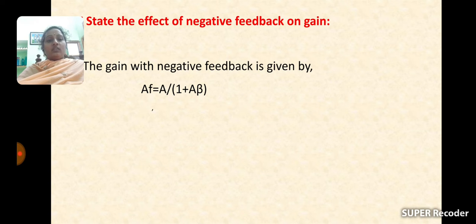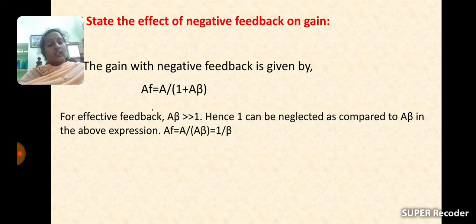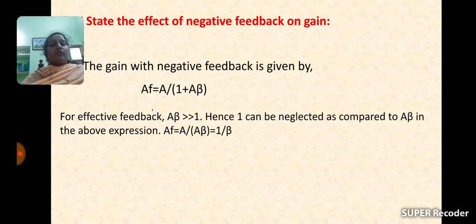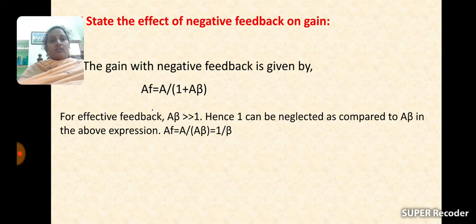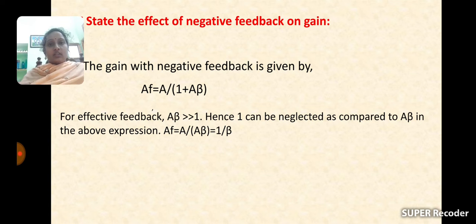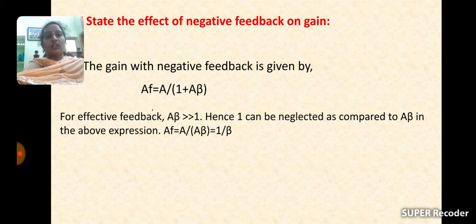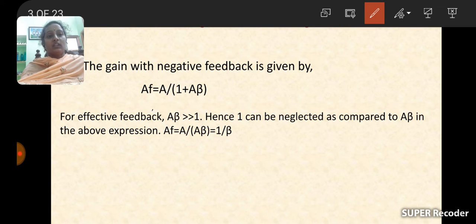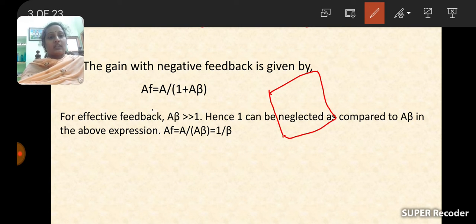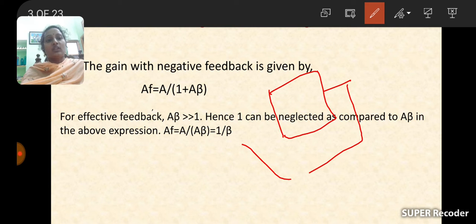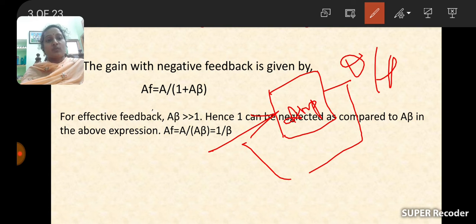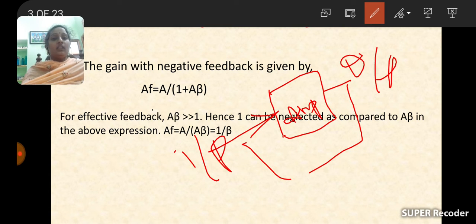In our last class we discussed what is meant by feedback, how many types of feedback there are, and the difference between positive feedback and negative feedback. Let me revise the last class topics. What is meant by feedback? In feedback, a fraction of the output is connected back to the input. If we connect the output back to the input, that is called feedback. In amplifiers, if we connect a fraction of the output back to the input, that is called feedback.